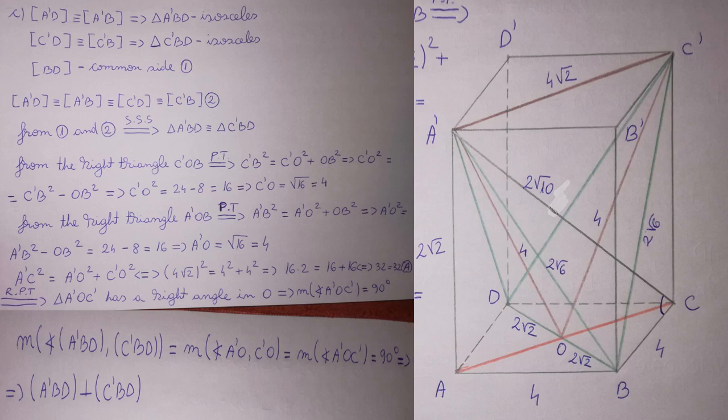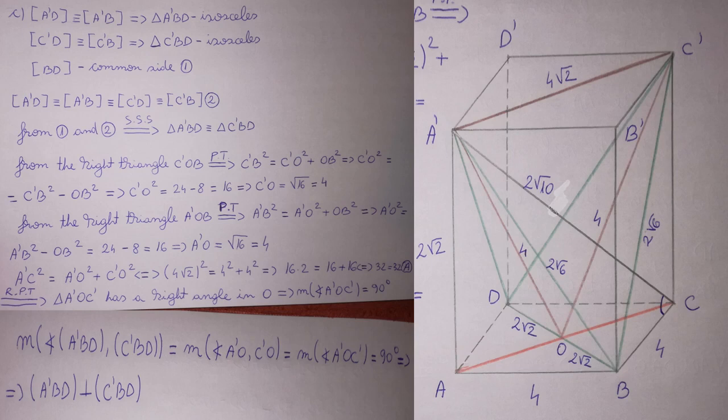From the right triangle C'OB, we have with Pythagoras theorem that C'B squared is equal to C'O squared plus OB squared. So C'O squared is equal to C'B squared minus OB squared. So C'O squared is equal to 24 minus 8, which is equal to 16. So C'O is equal to the square root of 16, which is equal to 4.